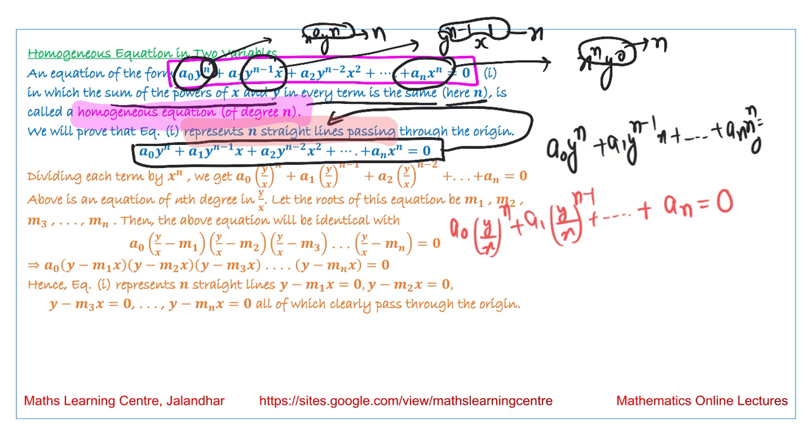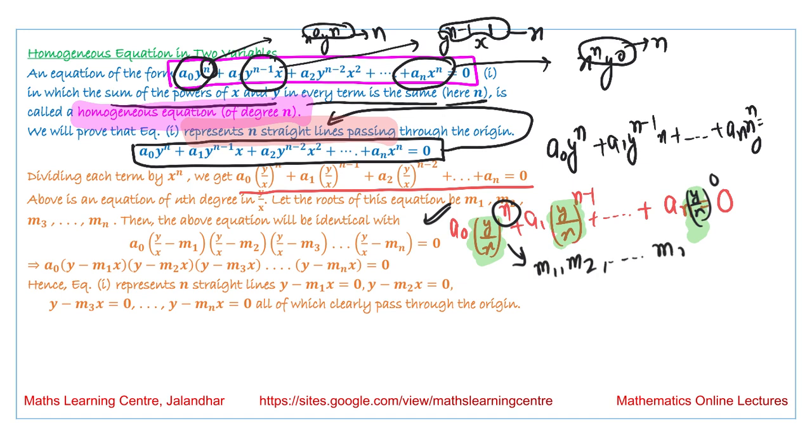So we have divided all these terms by x raised to the power n, and now look at this equation. The term y by x is there in each term, and the last term is of the form (y by x) raised to the power 0. So this is an equation of degree n in y by x, and it will have some roots. Suppose its roots are m1, m2, and so on up to m n.